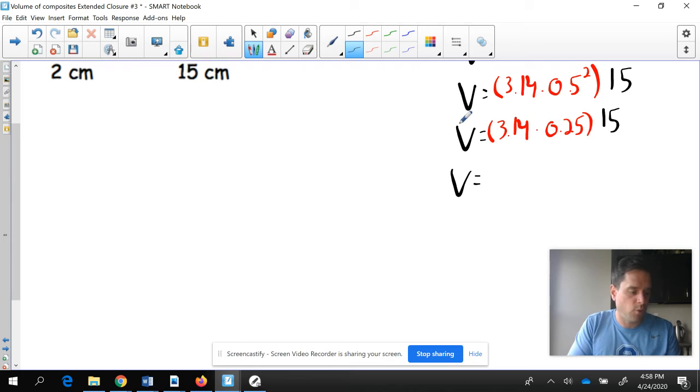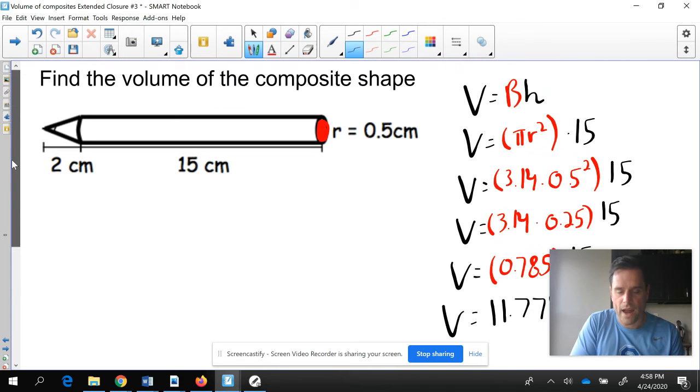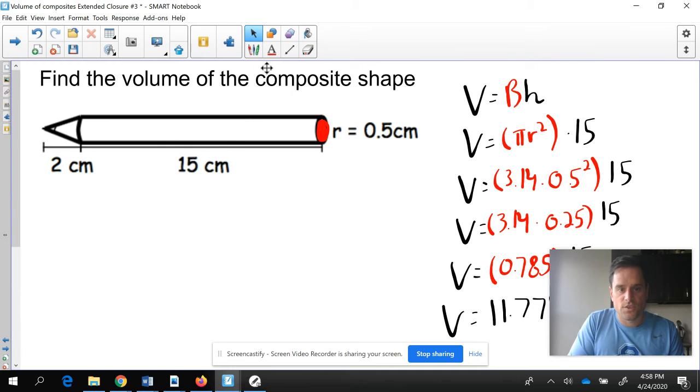And we're going to multiply 3.14 times the 0.25. And we're going to get 0.785 times the 15. We multiply this by 15. You're going to get 11.775. It's going to be centimeters cubed. I'm going to say don't round this. You don't want to round it. If it says to round, you want to round at the very end. You never want to round twice. If you round twice, it tends to throw off your answer. So we have that down.